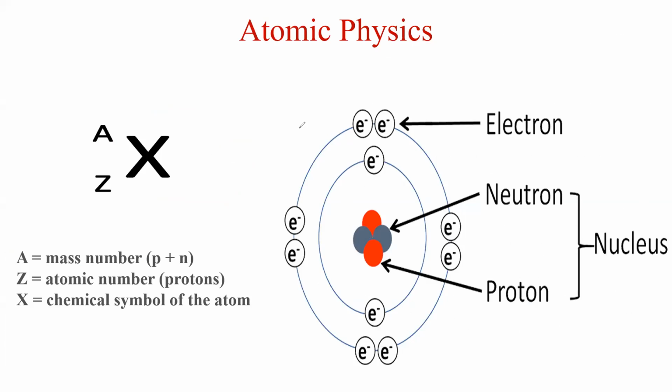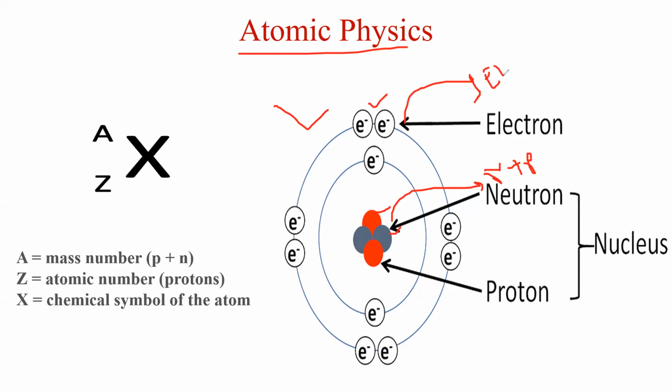So to understand the element, or to understand uranium, first of all we understand the atomic physics of the atom. First of all, this is the representation, or structure, of the atom. In the atom, we see that electrons are present around the nucleus, and in the nucleus, neutrons and protons are present. So these are some points with respect to the atomic structure of the atom.